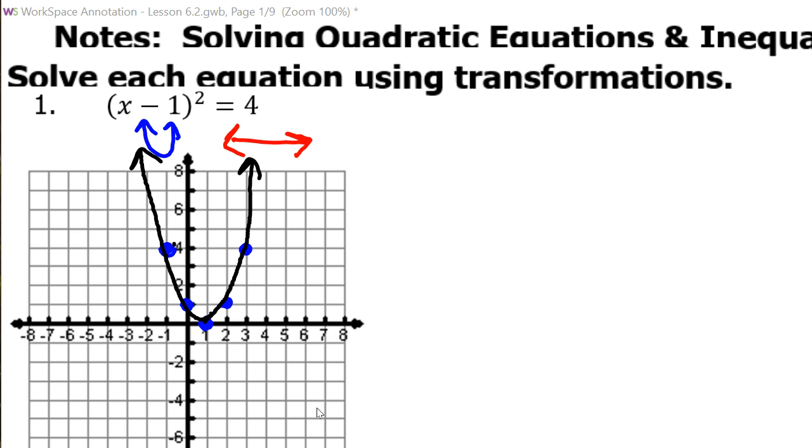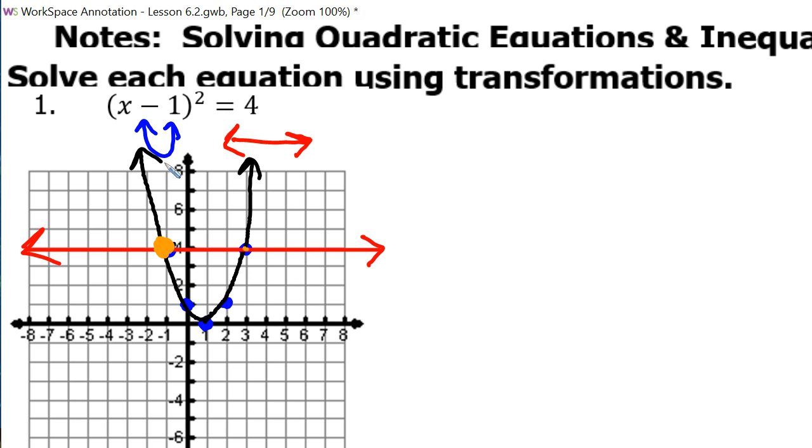So there's the left side. Now when you graph the right side, it's going to be a horizontal line. So we need to graph a horizontal line that goes through 4. And we are looking for the points where they intersect. So the parabola touches that horizontal line at -1 and 3.